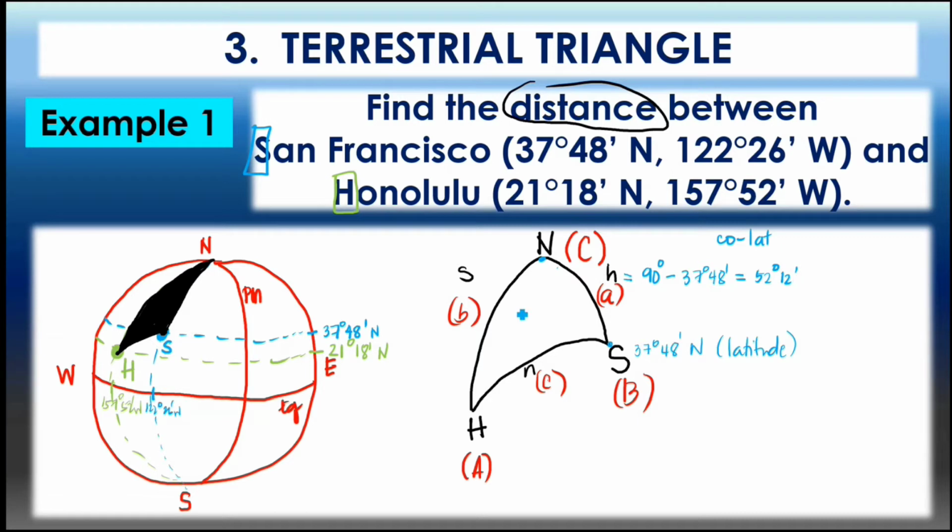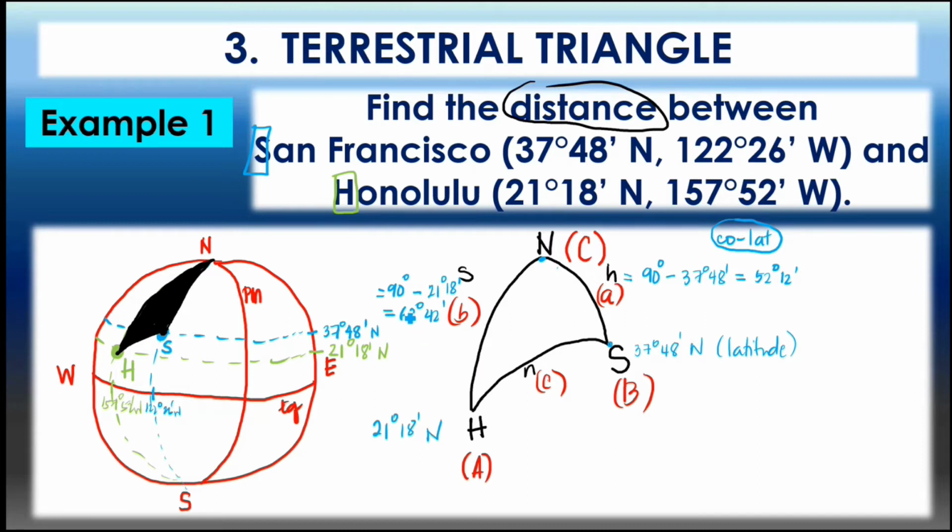Next, for S, we're gonna do the same. Since Honolulu has a latitude of 21 degrees and 18 minutes north, we can make use of the concept of the colatitude. We subtract the given latitude from 90 degrees, and it will give us a measure of 68 degrees 42 minutes.